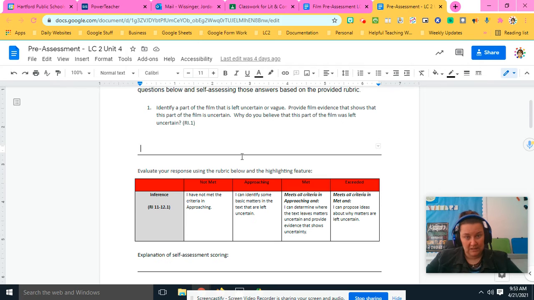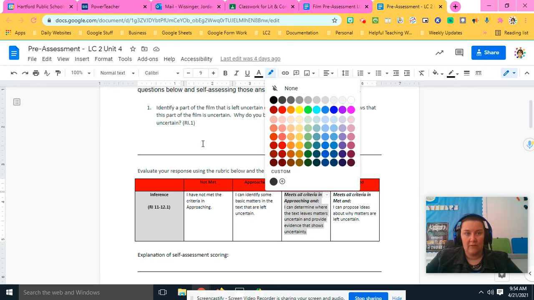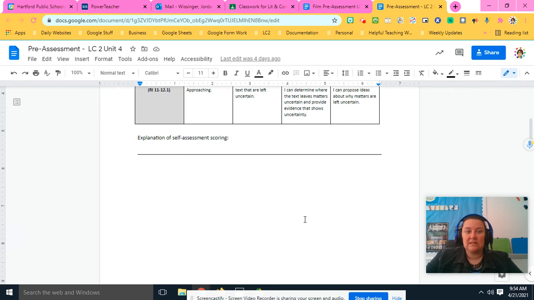Be sure to write in complete sentences. When you're done writing, you want to evaluate your response using the rubric below. For this, you're going to use the highlighting feature. So let's say that you think you got a 3. You highlight, go to the highlighting feature up here, and pick whatever color you'd like. And of course, you want to explain why you gave yourself that score.